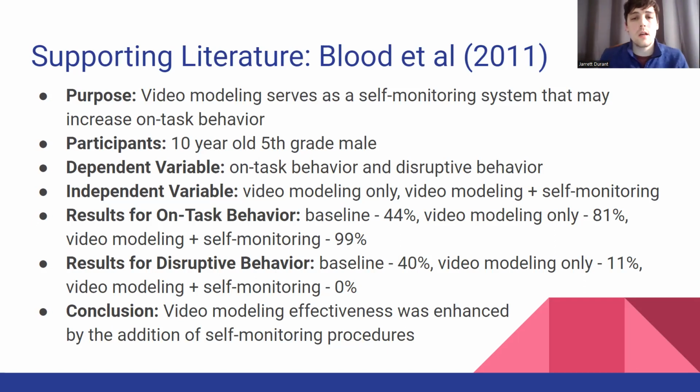In baseline, the on-task was 44%, and then video modeling only up to 81%, and then the coupled intervention with 99%. Disruptive behavior started at 40 in baseline, and then moved to 11 with the video modeling, and then 0 with the self and the video. So conclusion, the video modeling effectiveness was enhanced with the self-monitoring as well.